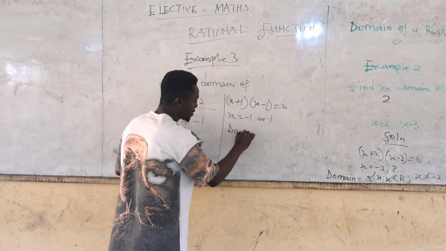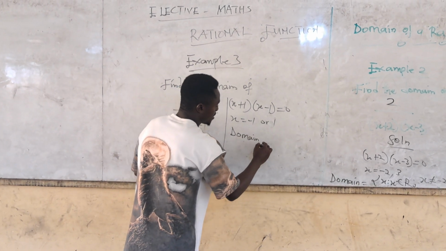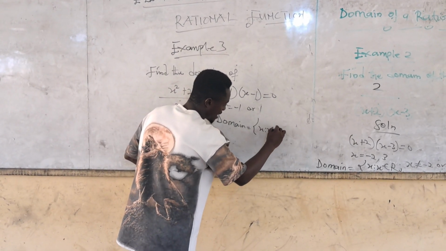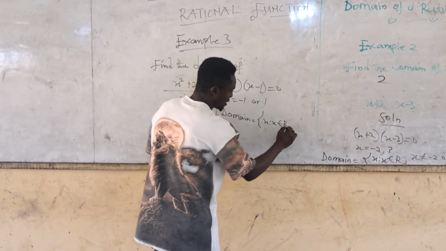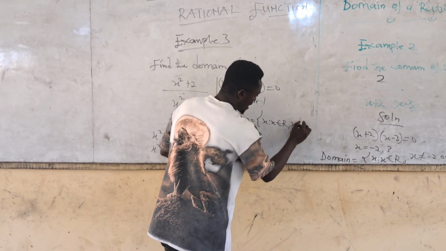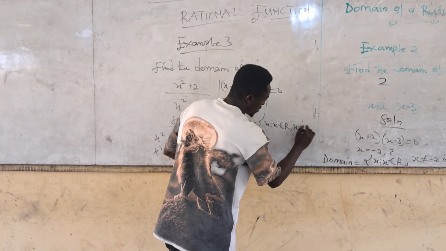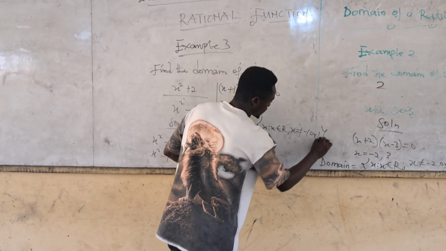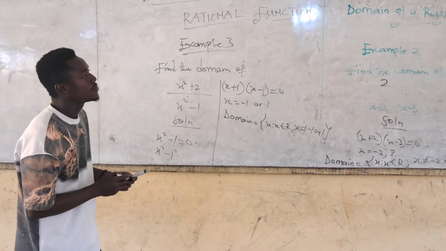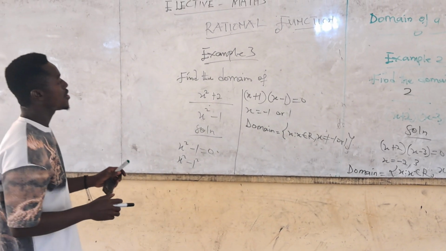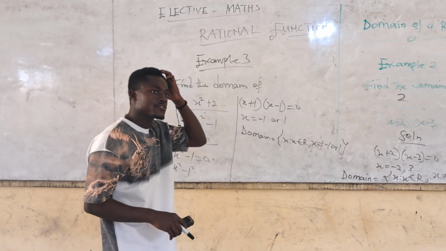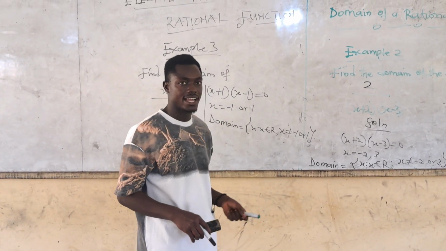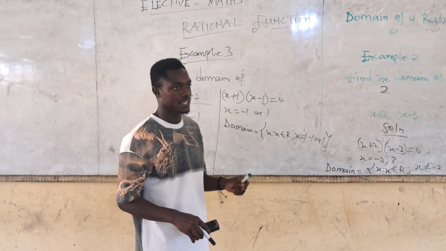Therefore, the domain is equal to the set of s such that s belongs to all real numbers except when s is equal to negative 1 or 1. Now, I hope we've now understood what the domain is, because we have solved several examples. You can go through all of them over and over, and I think you will understand it very well.